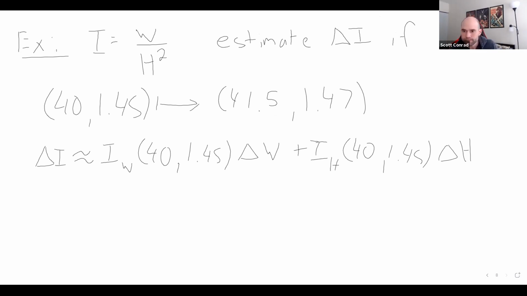And we can calculate this out. Just so we know what's going on here, what's our change in weight? What's our delta W? It's positive 1.5, right? We've gone from 40 to 41.5, so we've increased by 1.5. And our delta H, we've gone from 1.45 to 1.47, so that's positive 0.02.